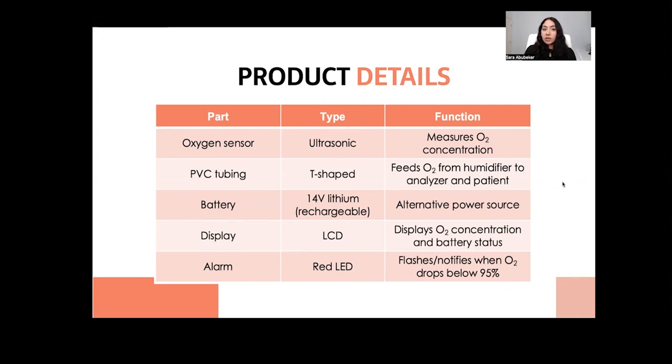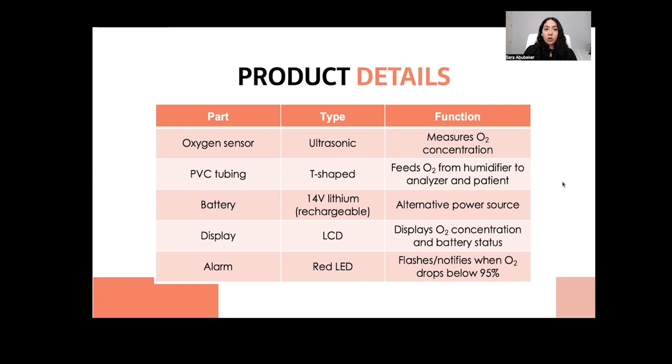And specifically, this includes our analyzer being designed for continuous use, meaning it's constantly reading and displaying oxygen concentration rather than taking individual measurements, as well as its alarm. And next, our analyzer is connected to the humidifier of the concentrator with PVC tubing, and it feeds the oxygen gas from the humidifier to the analyzer and the patient via a T-shaped tube connector.